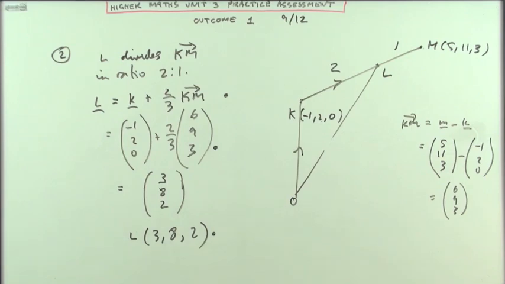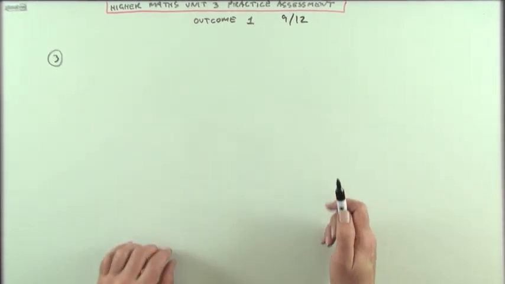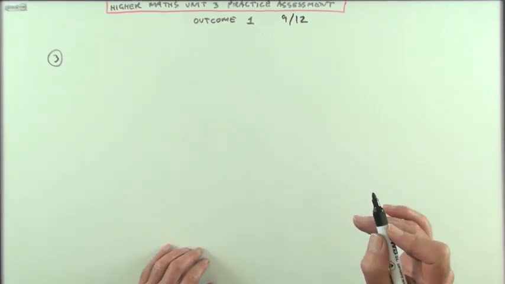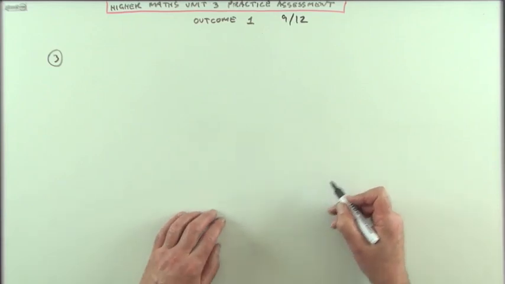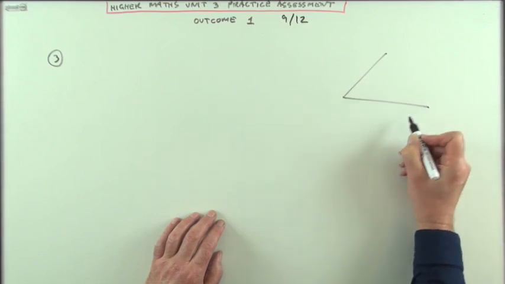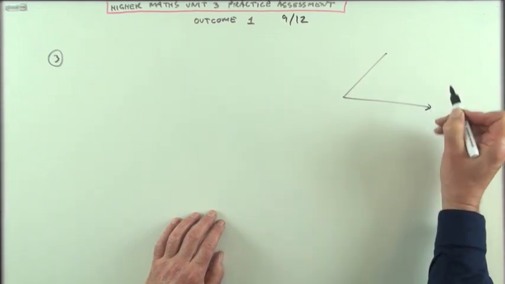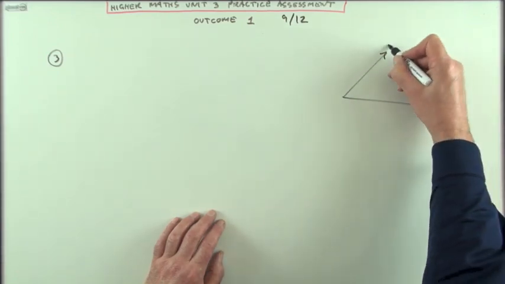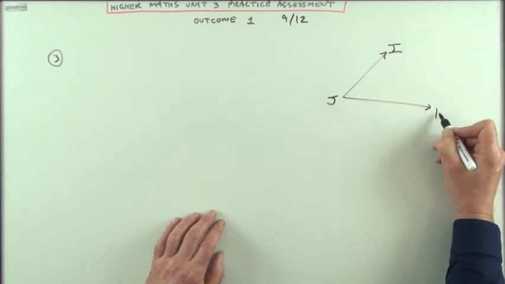Still, that was question 2. Now the third question for 5 marks is that nice one that you want to get in the actual exam. Find the angle between 2 vectors. You'll be given 2 vectors as displacements. Say for instance, I've got i, j and k.